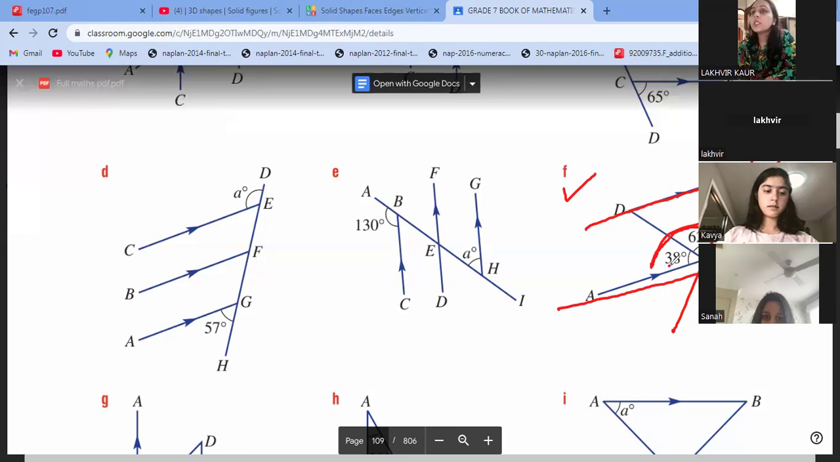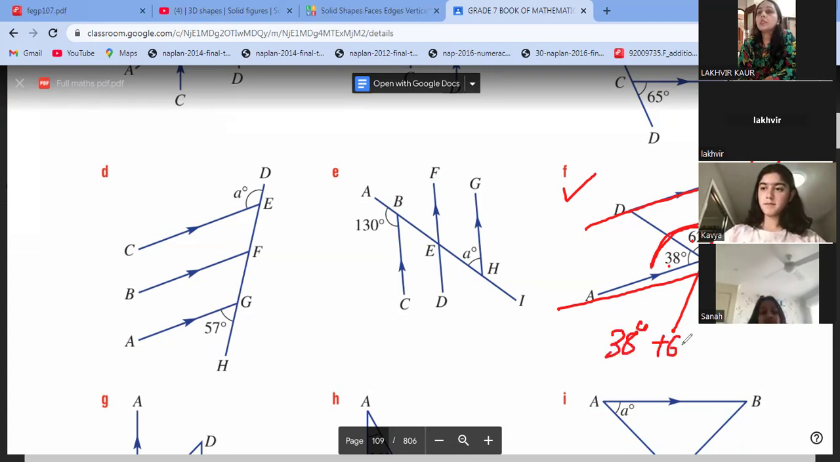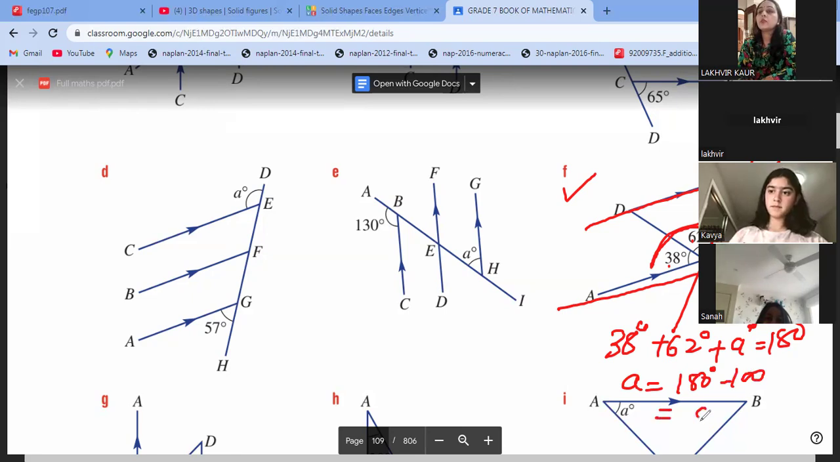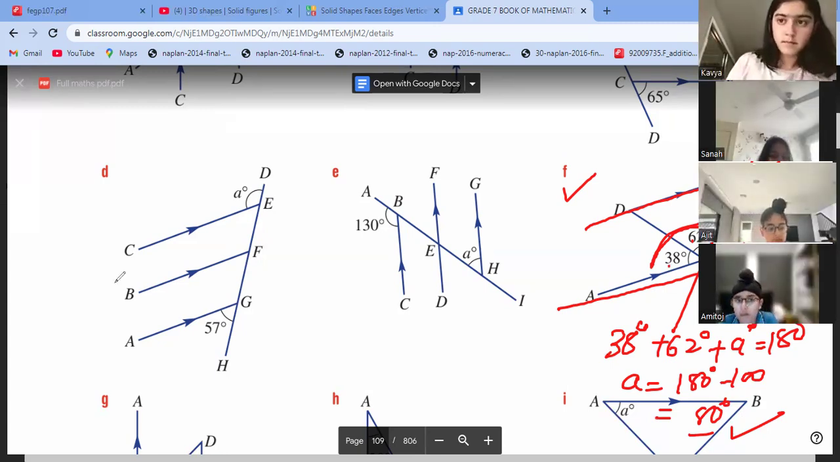Kavya, 62 plus 38 is what? That's equal to 100. Now 38 plus 62 plus A, that's equal to 180 degree. It means if you want to find out the value of A, 180 degree minus 100 you will do. So that's equal to 80 degree. Okay. Sana, need to understand this.